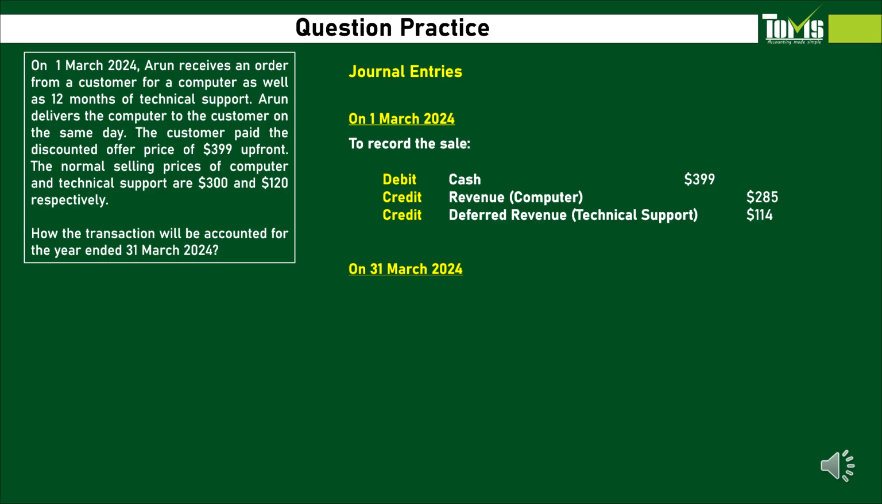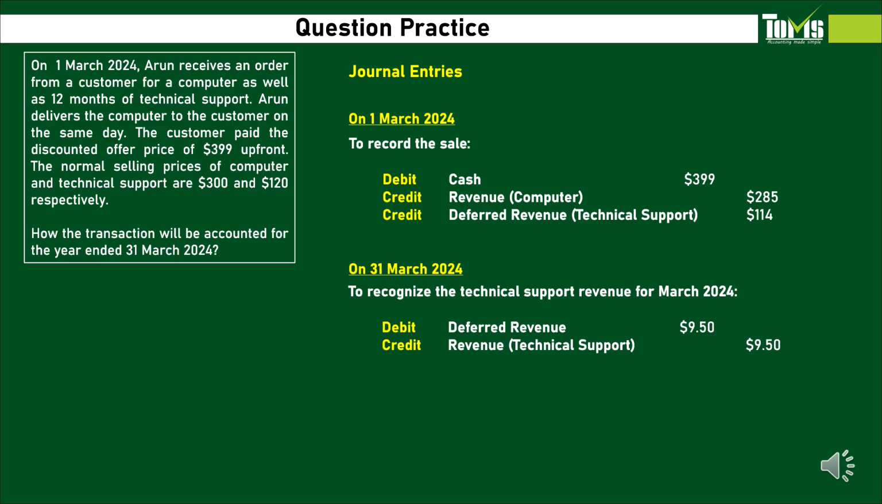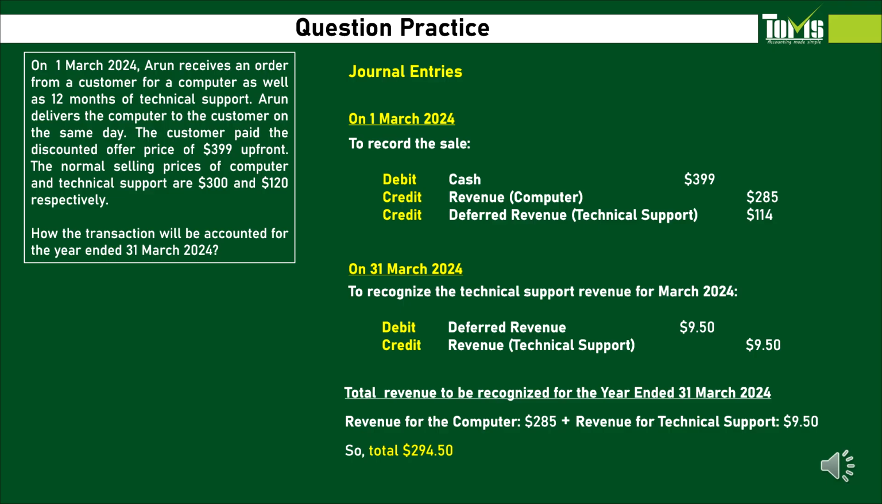Then, on March 31st, to recognize tech support revenue for March. Debit, deferred revenue $9.50. Credit, revenue, tech support, $9.50. So, total revenue recognized for March 2024 equals $294.50.